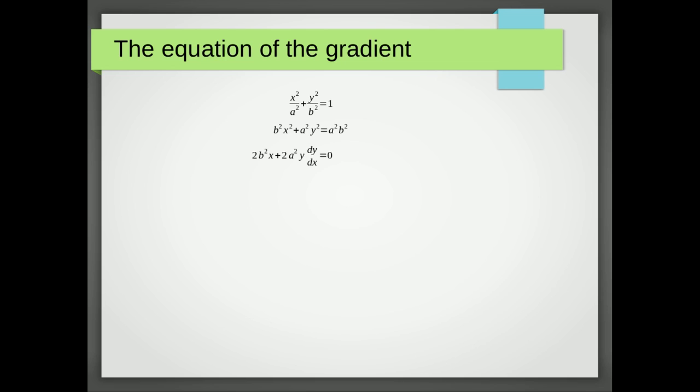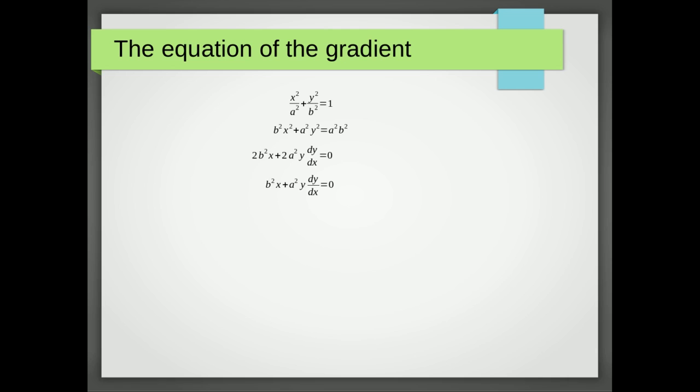Now what happens here, when I differentiate the b squared x squared term, because b squared is a constant, we just differentiate the x and the 2 comes to the front. The same thing happens on the next term where we end up with 2a squared y, but because y is not a function of x, what we do is we multiply by dy by dx. And finally the right hand side, a squared b squared, because that's a constant, becomes 0.